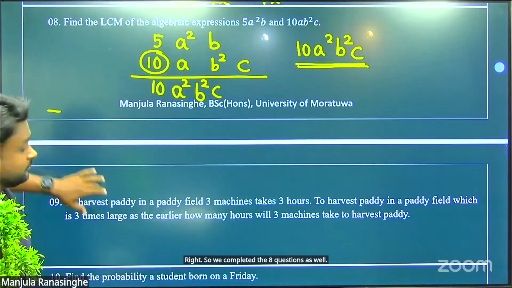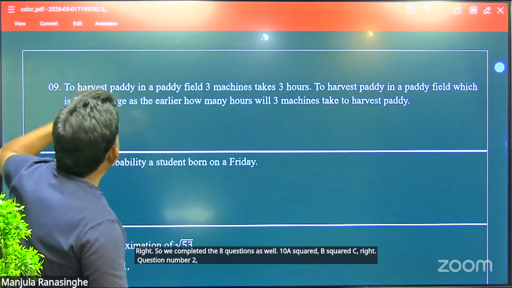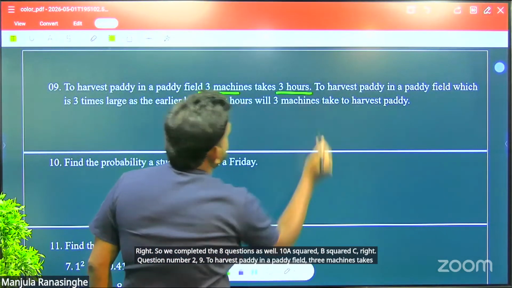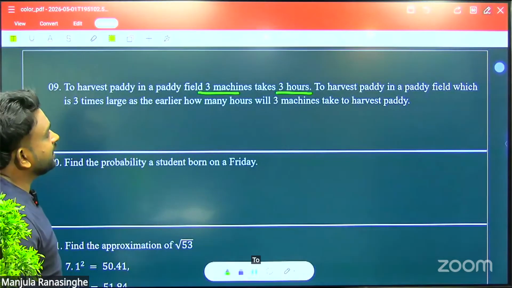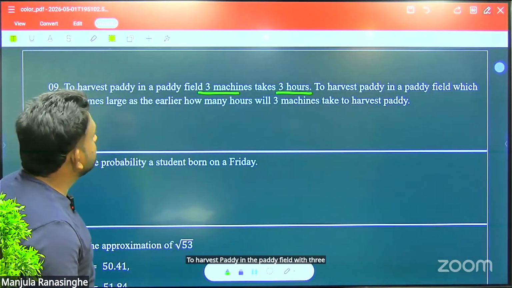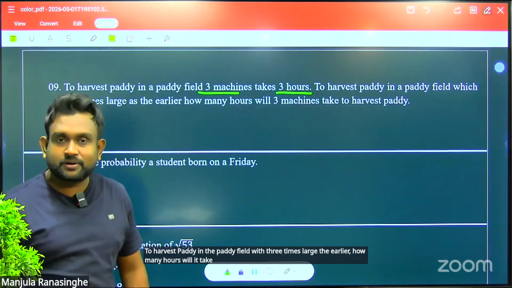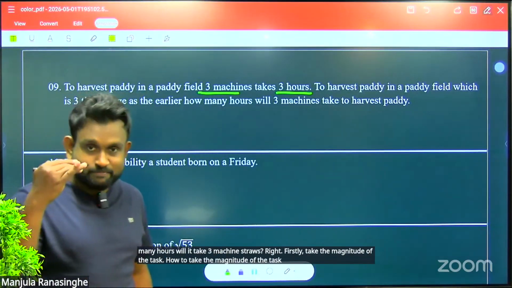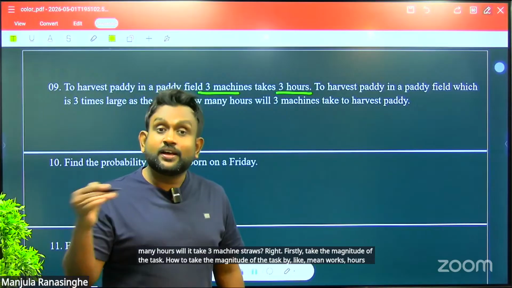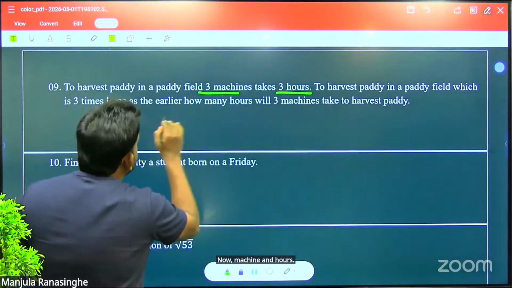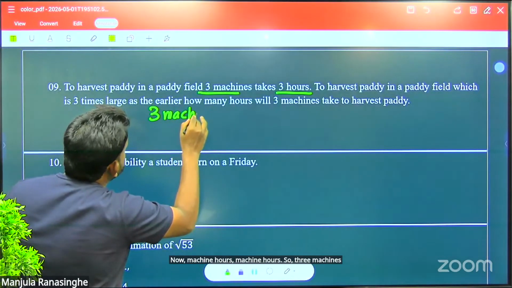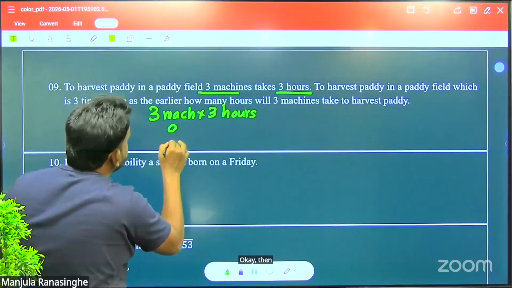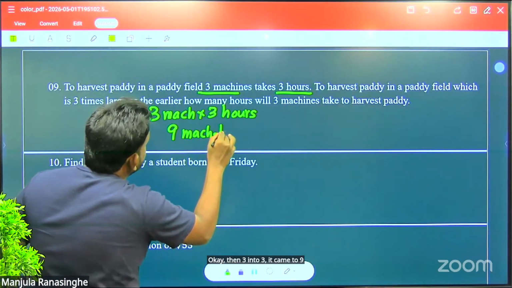10a squared b squared c, right. Question number 9. To harvest paddy in a paddy field, 3 machines take 3 hours, right. To harvest paddy in a paddy field which is 3 times larger than the earlier, how many hours will 3 machines take to harvest? Right. Firstly, take the magnitude of the task. How to take the magnitude of the task? By multiplying machines with hours taken. Now machine hours. So 3 machines you have, okay, 3 machines into how many hours? 3 hours.